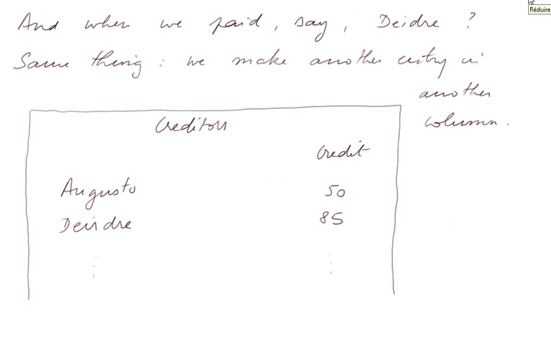And so now similarly, when we pay, say Deirdre, the 85 that we owe her, same thing. We make another entry into another column. So we separate two columns. And here we write Deirdre again, 85. And these two 85s cancel each other. And of course, since now we pay Deirdre, in the cash tally, that I will call eventually the cash account, there is 85 that leaves the account.